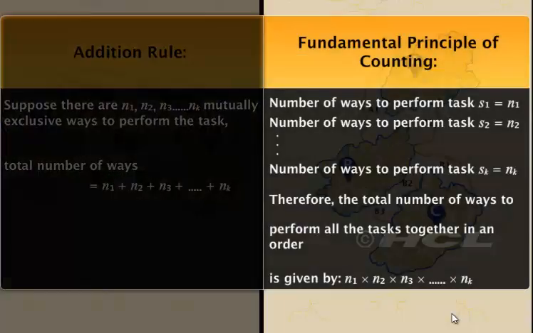Whereas in the fundamental principle of counting or multiplication rule, a job is decomposed into a number of sub-jobs which are unconnected to each other, and the job is said to be performed if each sub-job is performed. So, the total number of ways to perform the job is the product of the number of ways of completing each sub-job.